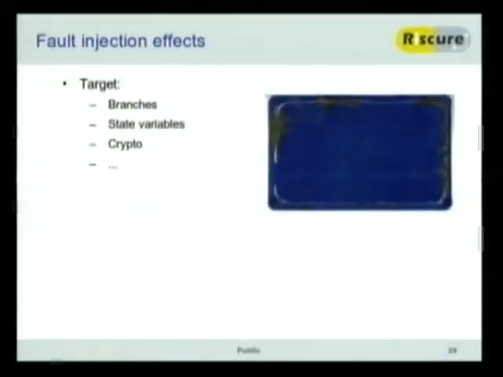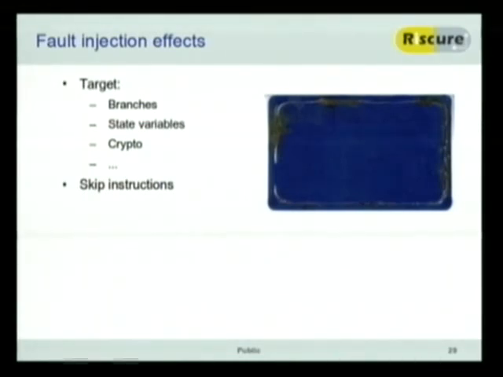Now, the effects of fault injection can vary. But basically, your targets are branches, like if pin is correct, then do this, else fail. Well, that's a nice one to glitch. All kinds of state variables, for instance, cards that are able to lock themselves, you could unlock them. Crypto is a whole different ballgame. You can actually insert errors in your crypto algorithm, and by comparing them to regular executions, you can derive the key, which is differential fault analysis.